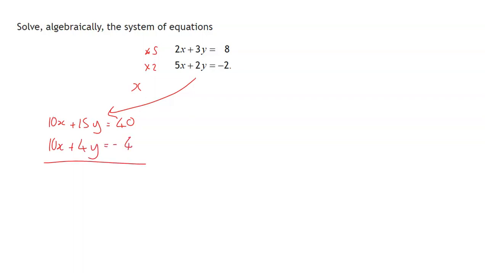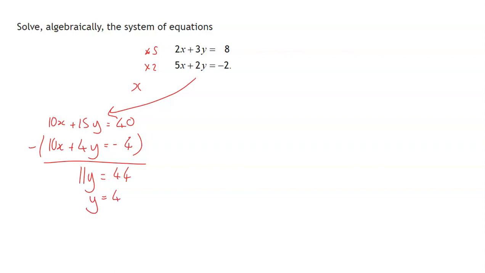Now if I treat this like a chimney sum and I subtract the second equation from the first equation, I'm going to eliminate the 10x's. What I'm then going to have is 15y take away 4y, so that gives me 11y. I'm then going to have 40 minus 4, which will give me 44. So 11y is 44, y is equal to 4.